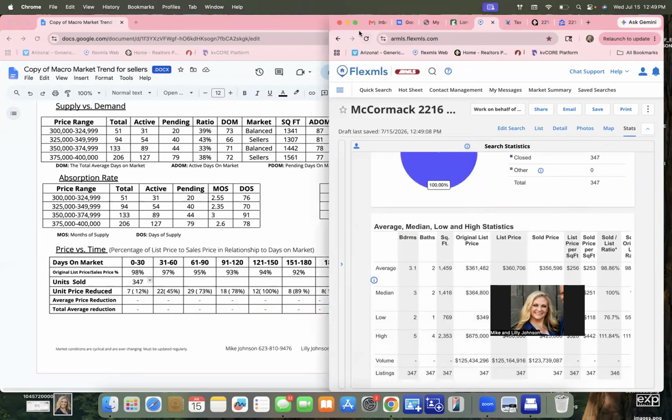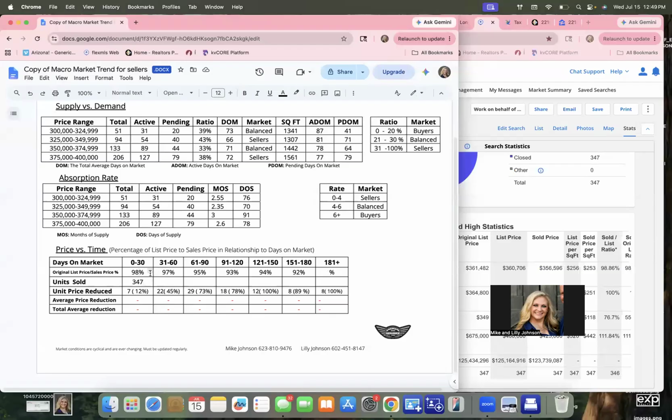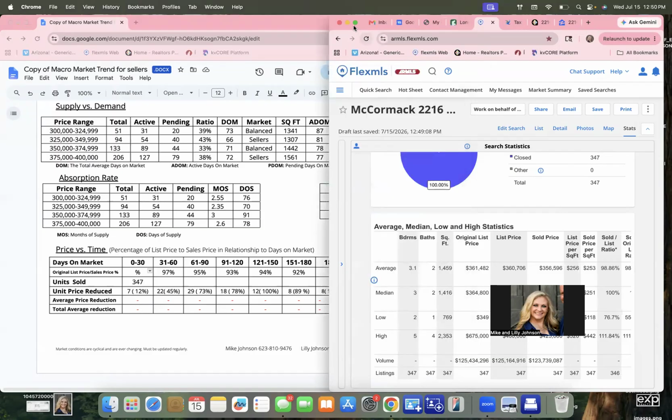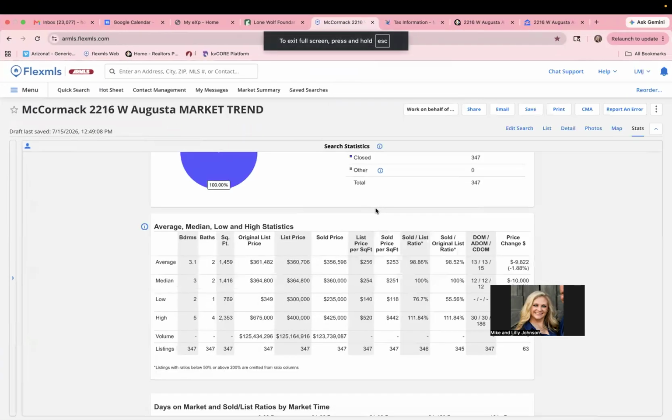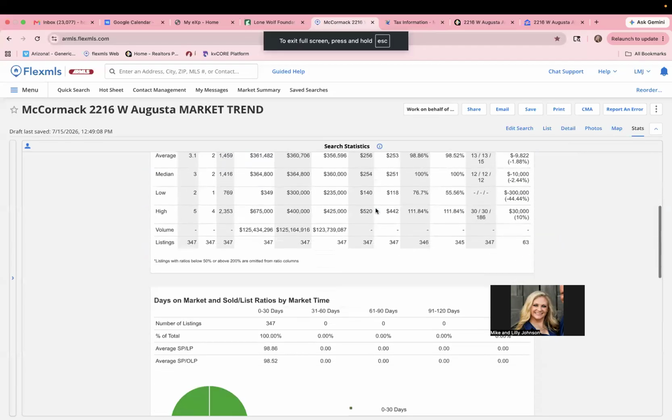Now I'm also looking for the original list price to sales price. This is not accurate, this is just what was there. How many units actually reduced? The average price reduction and the total average price reduction. So we'll get to that. I'm going to look at this big so I can see what I'm doing.